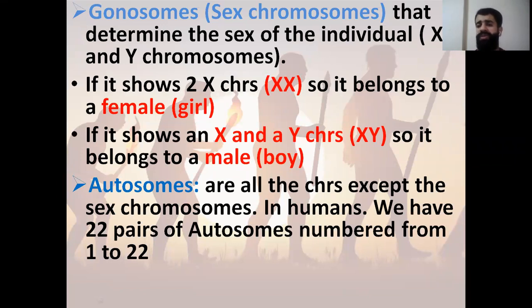We said that the chromosomes are of two types, either gonosomes or sex chromosomes. They determine the sex of the individual, whether male or female. Male is XY, female is XX. And we have the autosomes, from chromosome pair number 1 to pair number 22, while pair number 23 is the gonosome, or the sex chromosome.